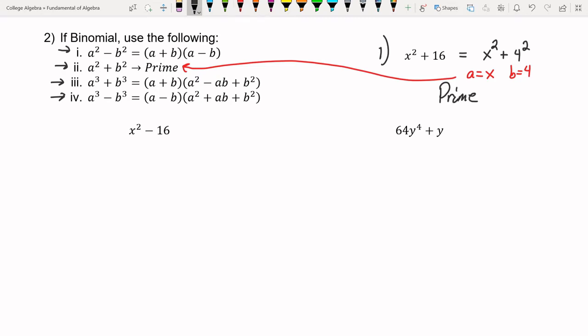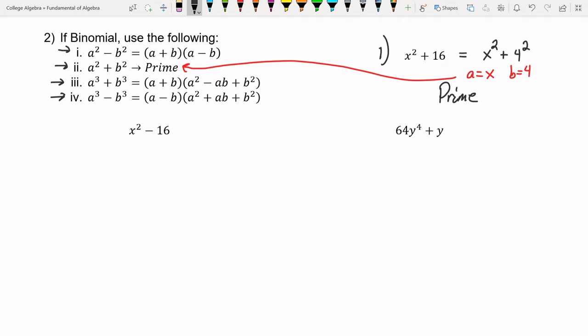Therefore, it is prime. And prime just means that with the strategies that we have right now, we cannot factor this down further. This can factor, it uses complex numbers, but we're not going to use those at this moment in this video. That one is prime, meaning it cannot go any further.